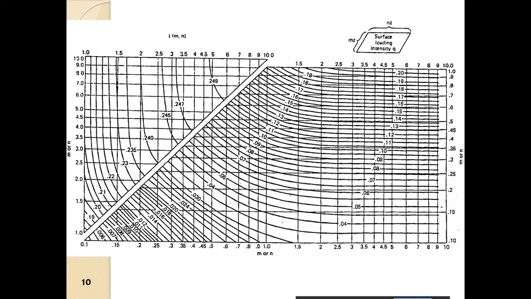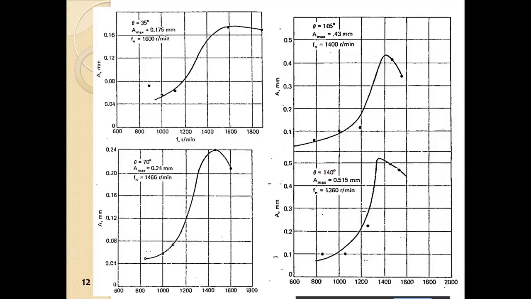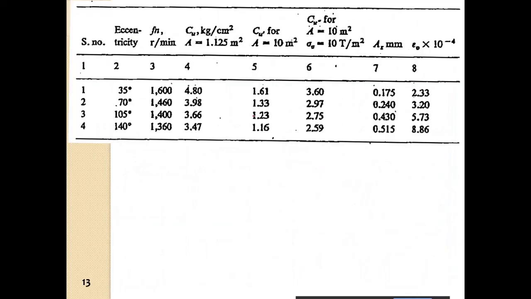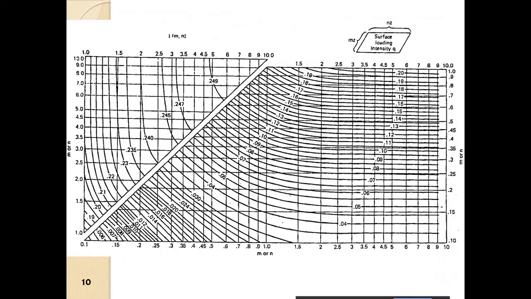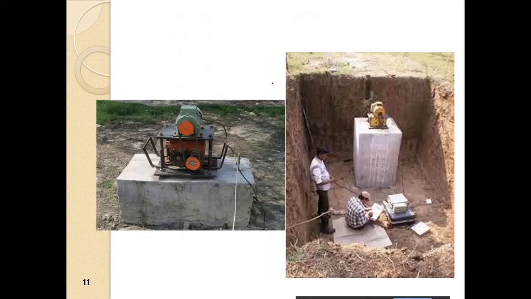So this is the thing. Apart from that, the block vibration test was given. A block of length 1.5 meter, as given in the IS code, then the width is 0.75 meter, and this is 0.7 meter. So these are the IS code specifications.